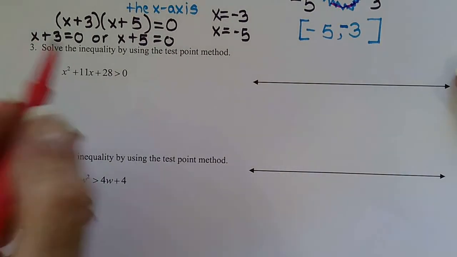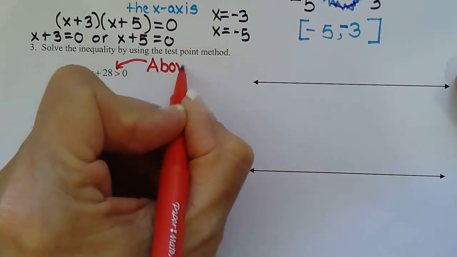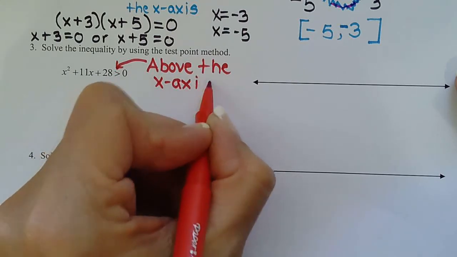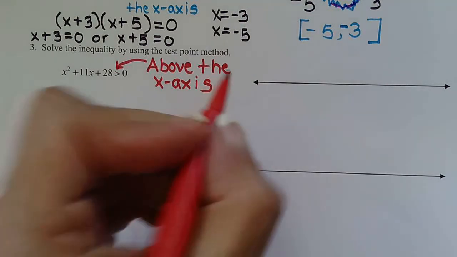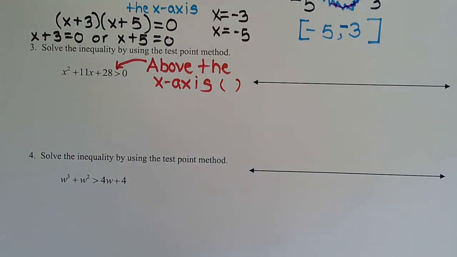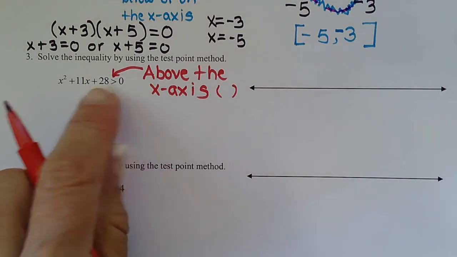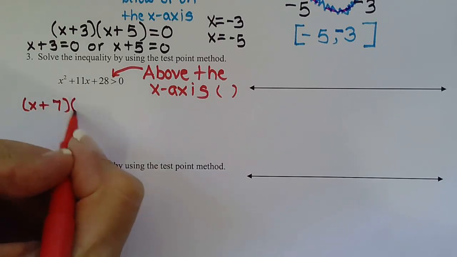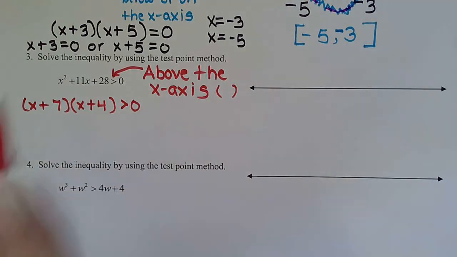Okay, this one wants to know, when is the parabola above the x-axis? So first I have to find the solutions, and this is an "on." Notice there's no equal sign, so if you want to remind yourself that there's going to be parentheses instead of brackets, that's a good idea. So factors of 28 that add to 11 would be 7 and 4, x plus 7, x plus 4, greater than 0. So now, or equal to 0, we're trying to find the solutions.